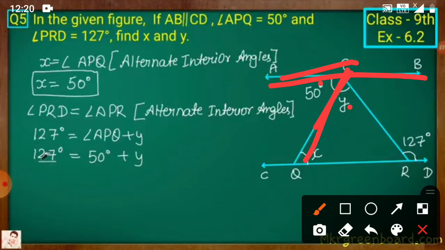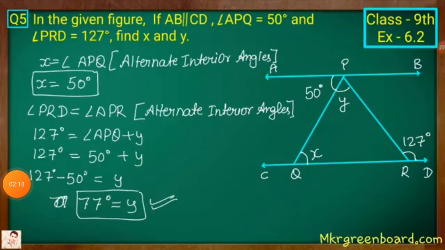127 equals 50 plus Y. The 50 coming to this side means minus 50, so 127 minus 50 equals Y. That is 77 degrees. Subtraction gives the Y value as 77 degrees. Okay, we got the Y value and X value. Next question.